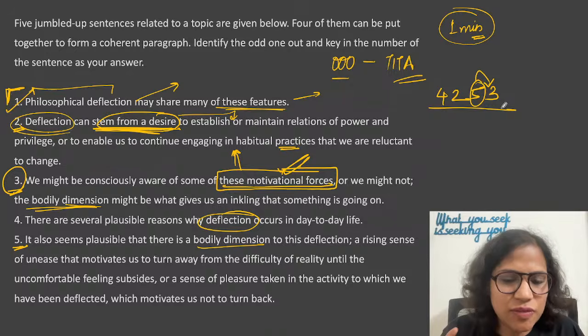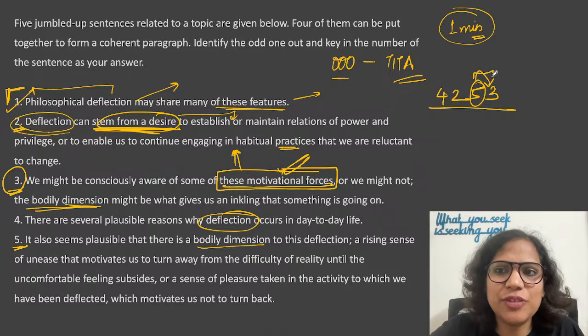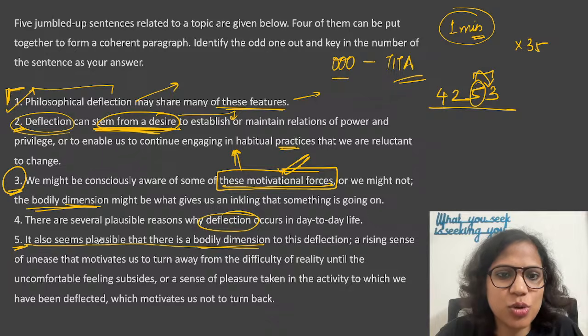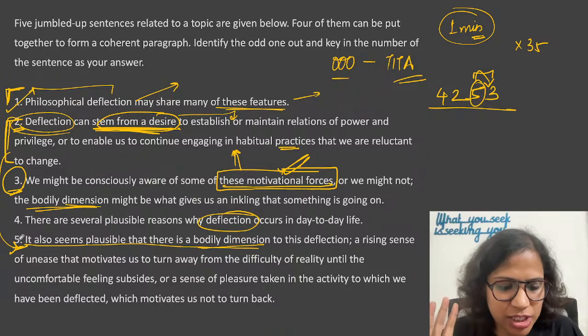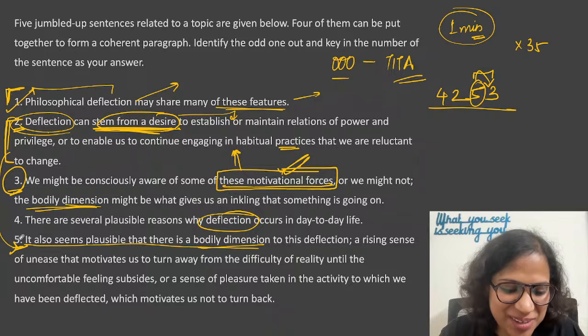Okay, and Shivansh, I hope this makes sense to you that it will be 5, 3 and not 3, 5. Because look at this, it also seems plausible that there is a bodily dimension. So first the plausible reasons were given, then it also seems plausible that there is. Okay, perfect.